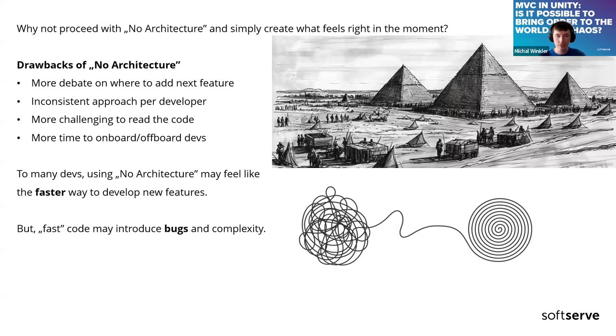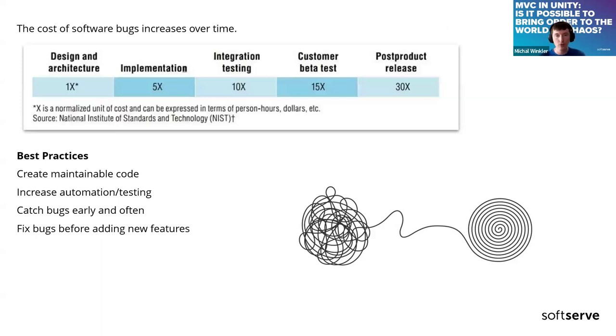Now, to many devs, particularly beginners, this approach might still feel like the fastest way to get your features across. And often we see developers in prototype phases throw these rules out the window and do the no architecture approach. However, such fast code does indeed bring more bugs and complexity to the project. And the cost of software bugs grows exponentially over time. If you can catch bugs earlier, it's quicker to fix and has less of an impact on your overall project. Research shows that if you can catch that same bug after you've shipped the product, it can be 30 times or more difficult to fix that bug and get that new version out.